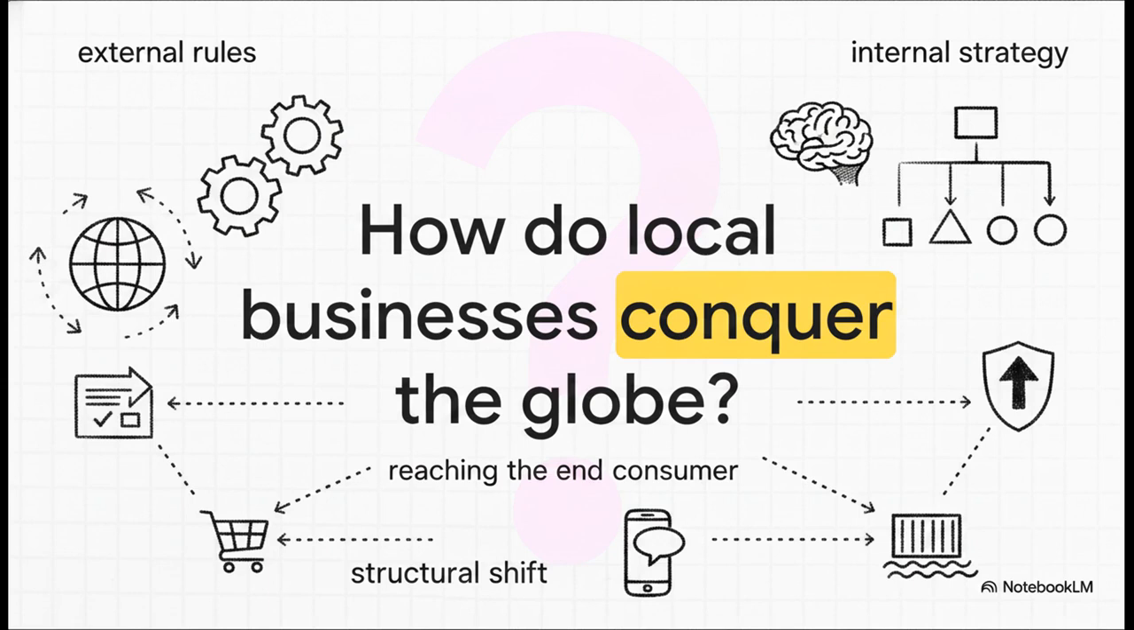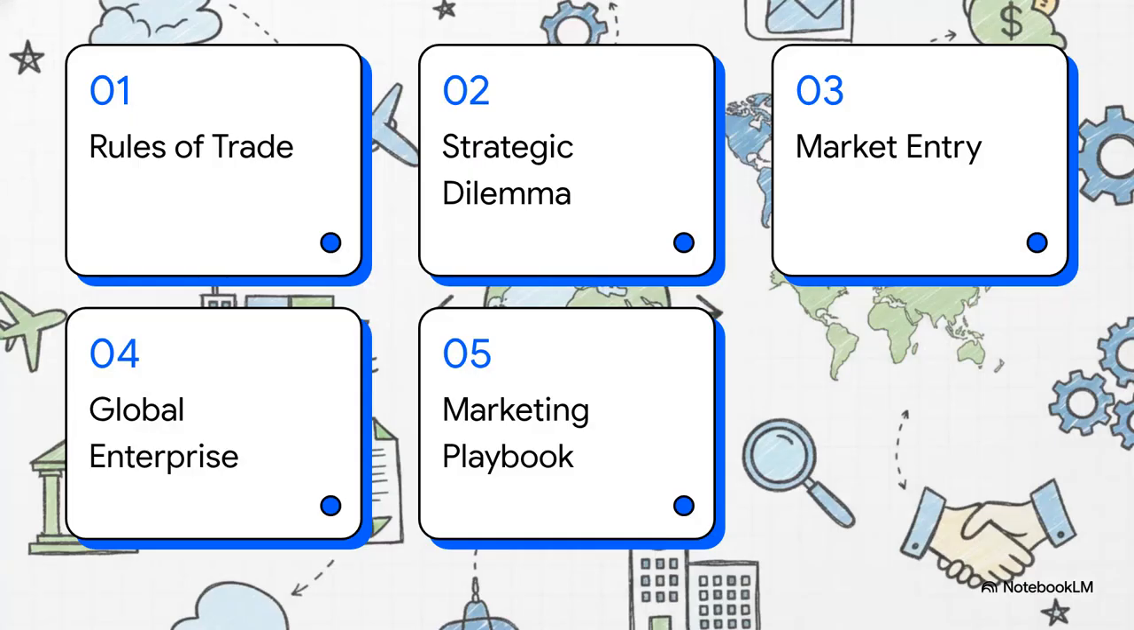Before a company can pack up and start selling worldwide, they really have to master three fundamental pillars. First, the external rules of the global game. Second, their own internal strategy for growth. And third, exactly how they intend to reach the end consumer in a completely foreign market. It's not just about translating your website into a new language. It is a massive structural shift. We're talking about rethinking your entire supply chain, your corporate hierarchy, and your financial models all at the exact same time.